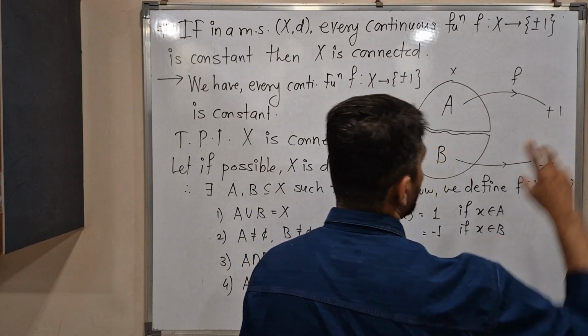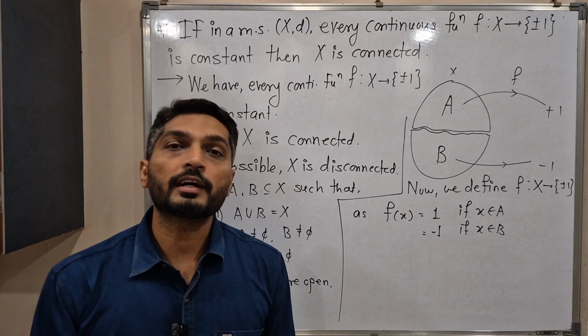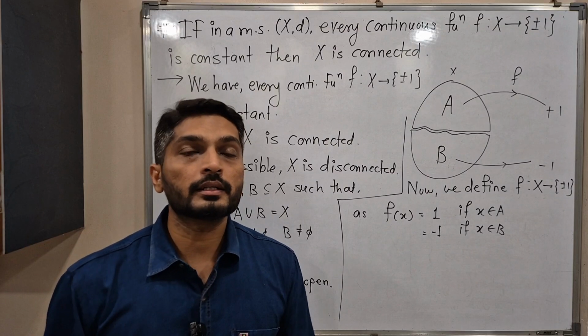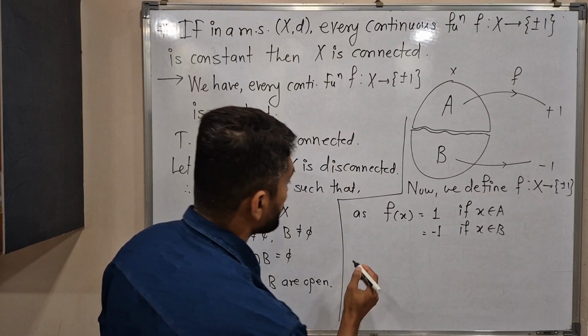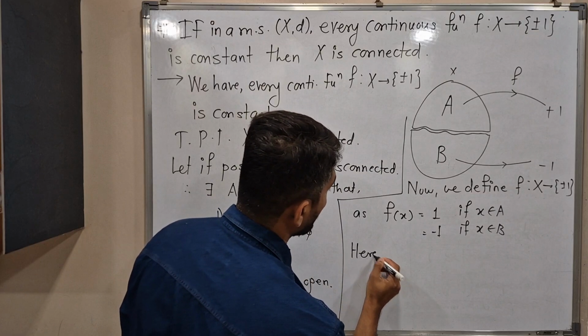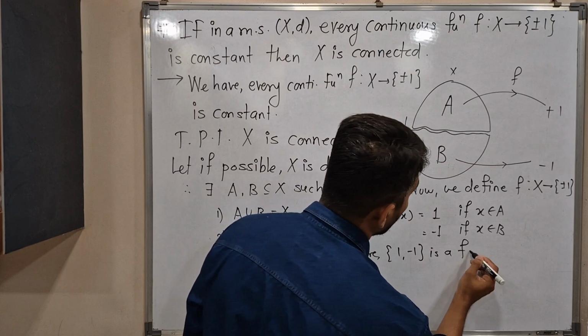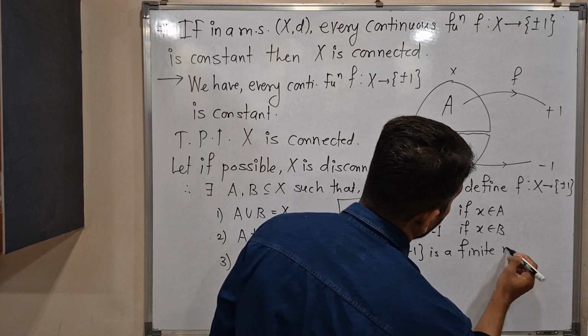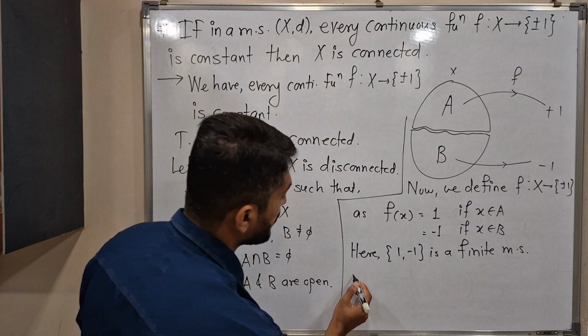How many elements are there? Just two elements, 1 and -1. If you have any finite set, every subset is open. So see here, {+1, -1} is a finite metric space. Okay, so what will be the subsets of {+1, -1}?